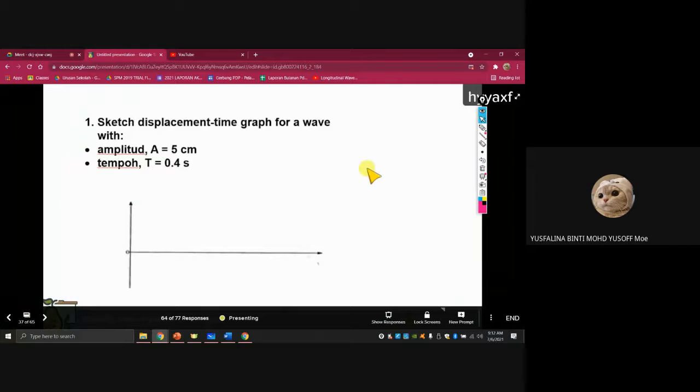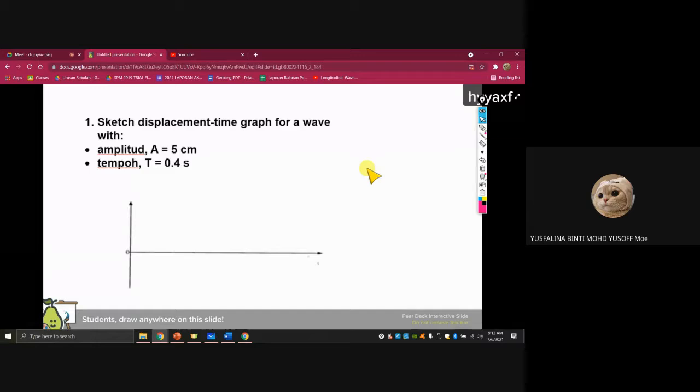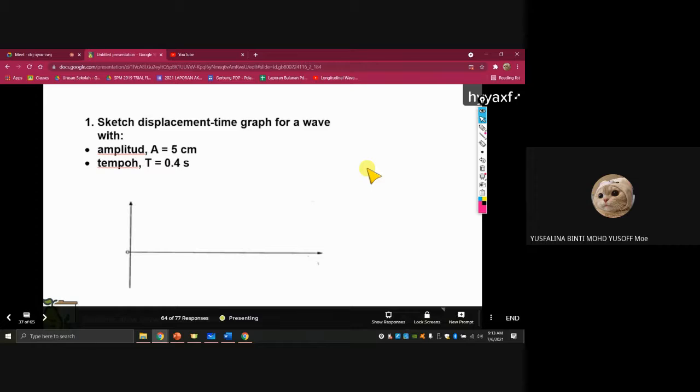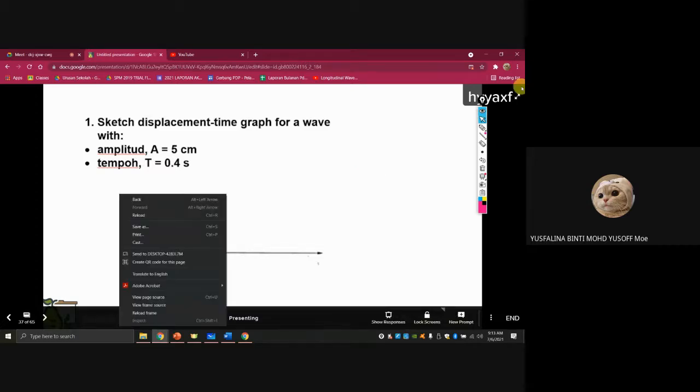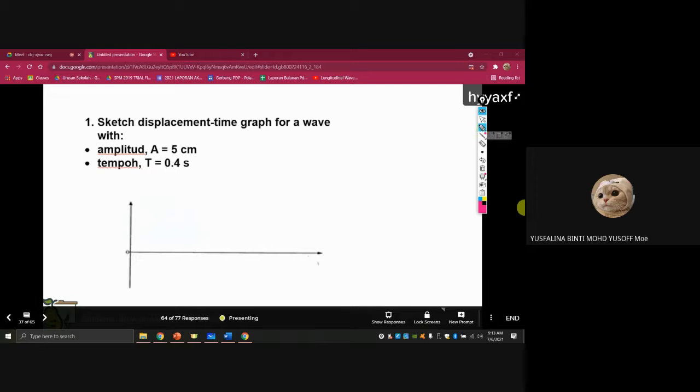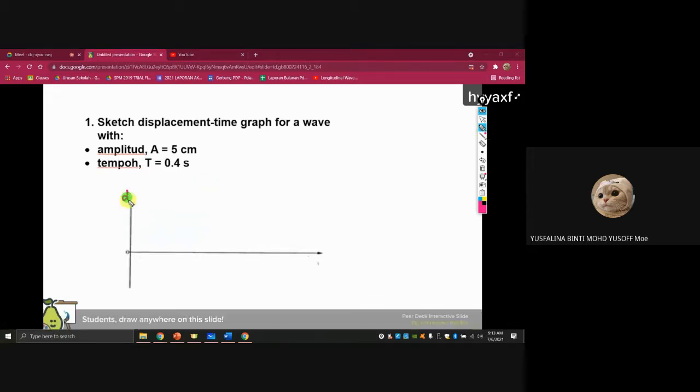Okay, so let's see the answer. Actually, how you want to draw. Mostly, most of you got it correct. Most of you started from the equilibrium positions. Here you label this one as the displacement, usually in cm, and this one is time in seconds.